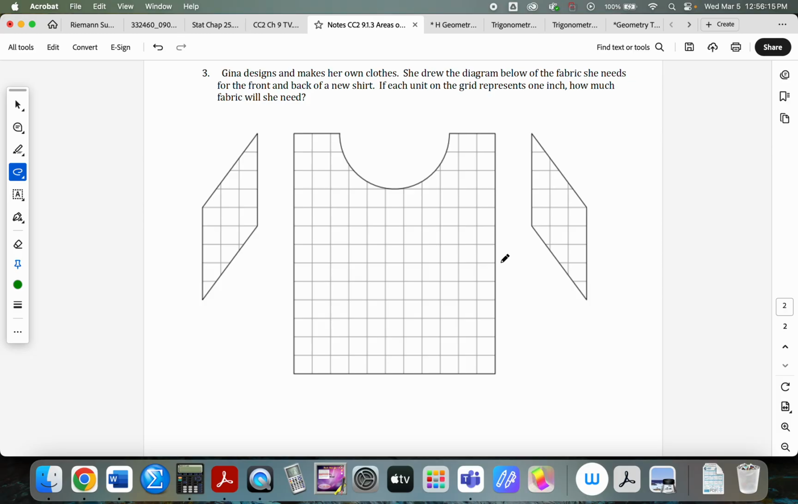Just in case you're curious, it's about 600, a little less than 640 square inches.